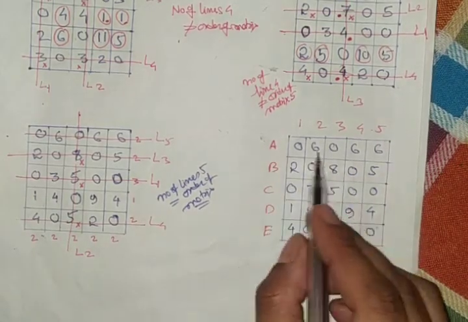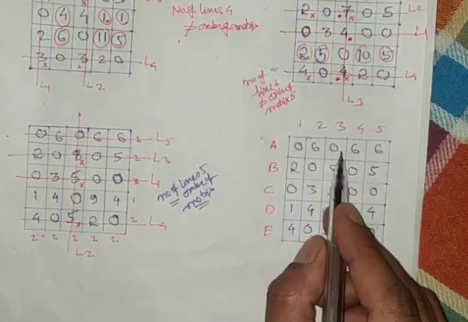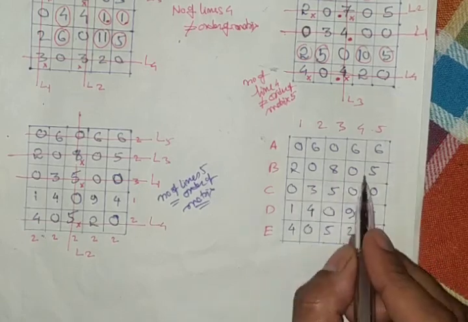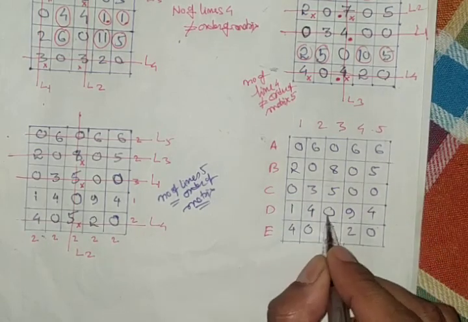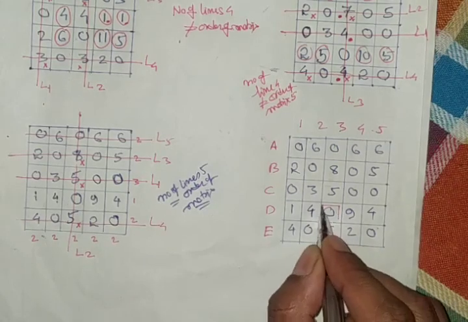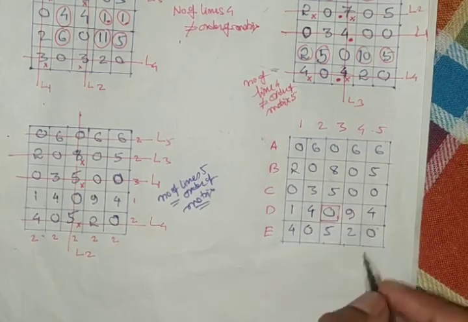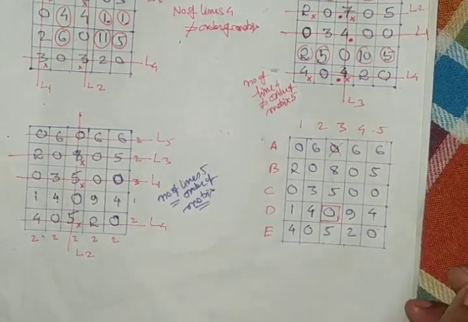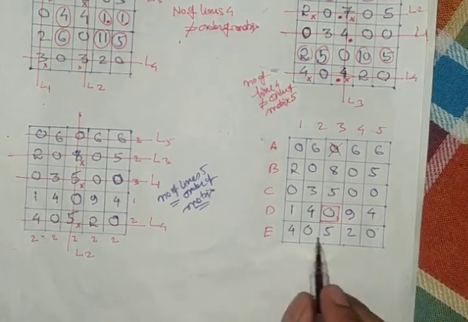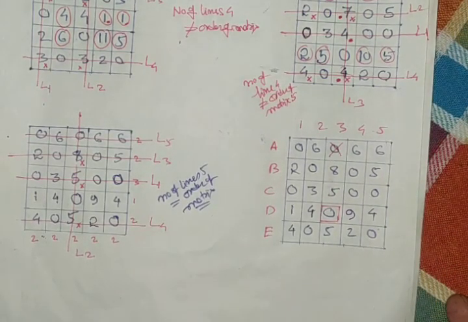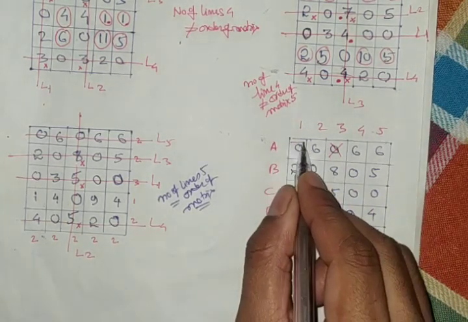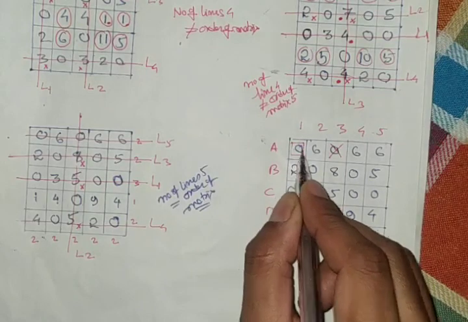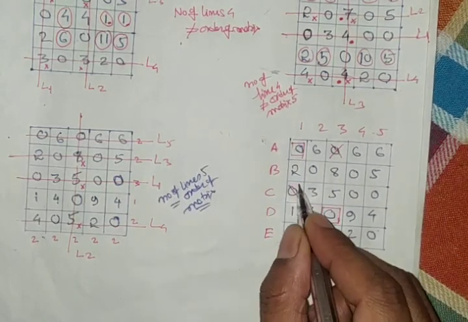So let's try to assign this one. At first check row wise. This has 2 zeros, so you cannot assign. This has 2 zeros, this has 3 zeros, and here 1 zero is available. There is 1 zero in the row, so I assign this. If I assign this, I cannot assign this. Let's come here, this has 2 zeros, I can assign. So again I can assign this one. If I assign this, I cannot assign this.